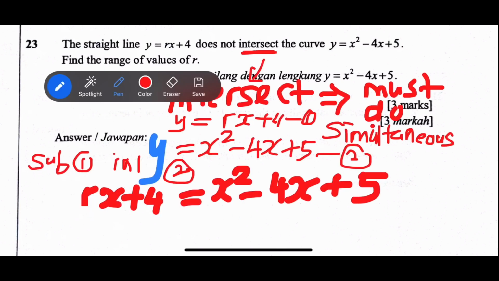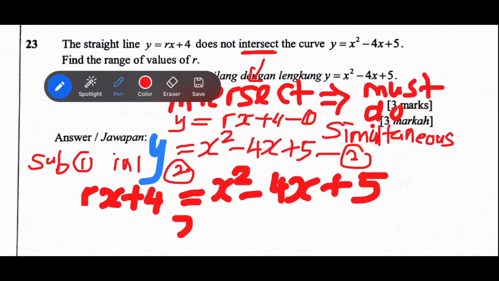So now we are going to substitute carefully. You see how I do it. y equals rx plus 4 is number 1. And y equals x squared minus 4x plus 5 is number 2. Then I substitute 1 into 2. So I will have rx plus 4 equals x squared minus 4x plus 5, right?